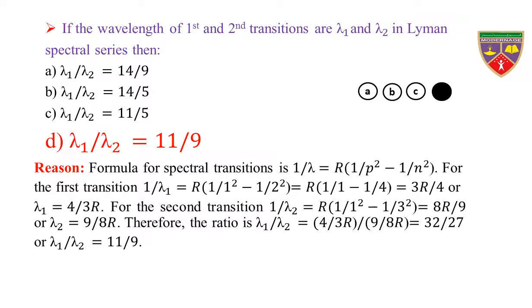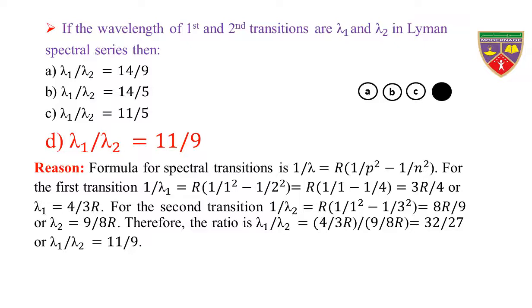Reason: formula for spectral transitions is 1 divided by lambda is equal to R into 1 by p square minus 1 by n square. For the first transition, 1 over lambda 1 is equal to R into 1 divided by 1 square minus 1 divided by 2 square, which is equal to R into 1 minus 1 divided by 4. Simplification gives that 1 divided by lambda 1 is equal to 3R divided by 4. Lambda 1 is equal to 4 divided by 3R.